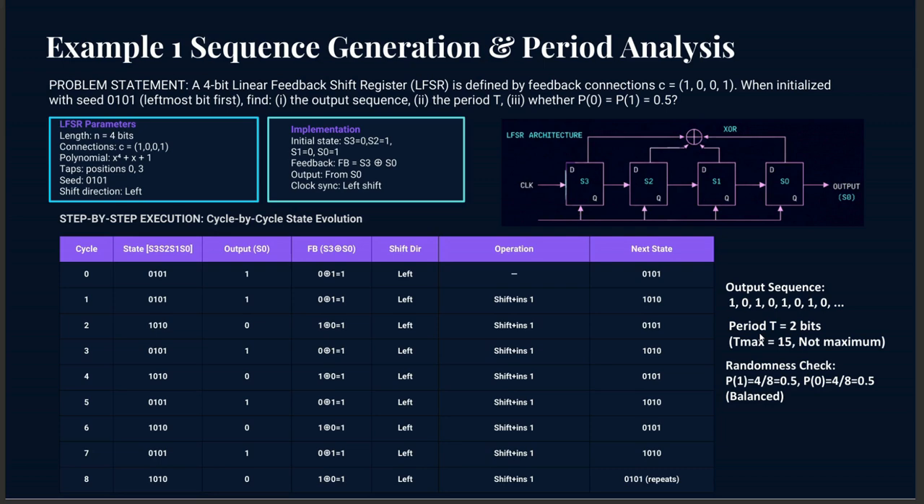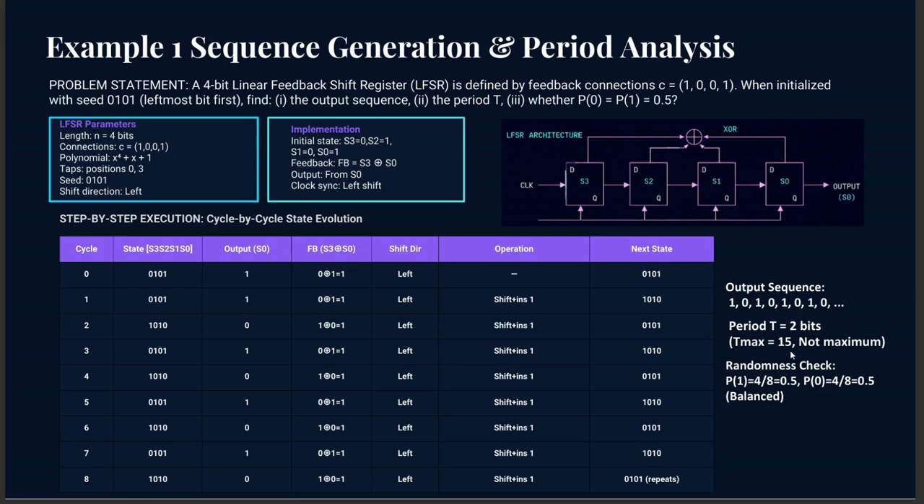Now let us calculate the time period. The time period T means after how many bits the sequence repeats itself. Here the pattern repeats after every 2 bits. So T equals 2. Now for a 4-bit LFSR, the maximum possible time period is 2 raised to 4 minus 1, which is 15. But our actual time period here is only 2. So this is not a maximum length LFSR.